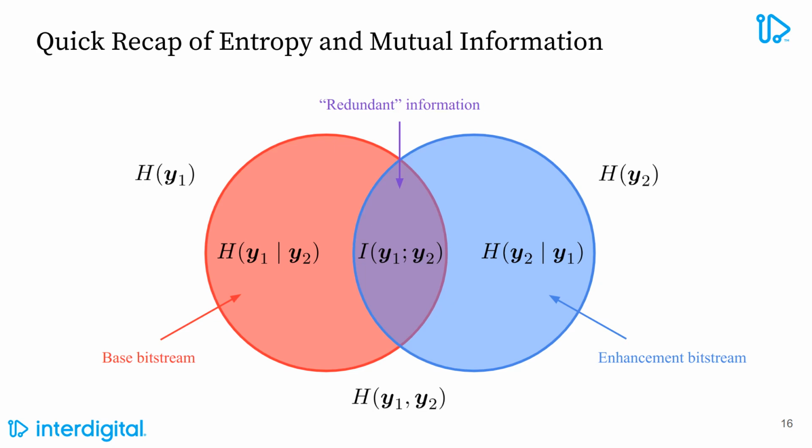However, since we are coding both bit streams using disjoint entropy models, it is not in our interest for there to be any overlap in the circles, since this would represent bits wasted by encoding the same information twice.